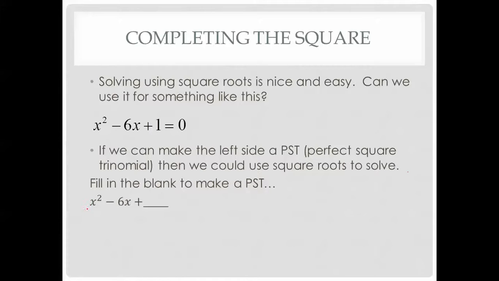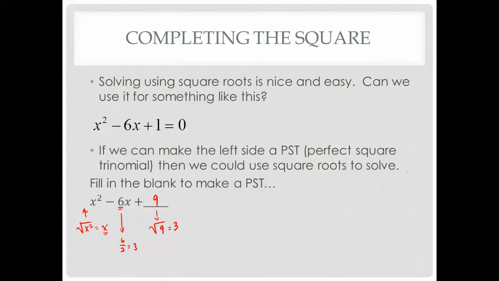We kind of did this before. We said, okay, the square root of x squared is x. So x times whatever the square root of this was, times 2 gave us the middle number. So we kind of have to go in reverse. We have to start by taking 6 divided by 2, which is 3, and squaring it. So 3 squared is 9.